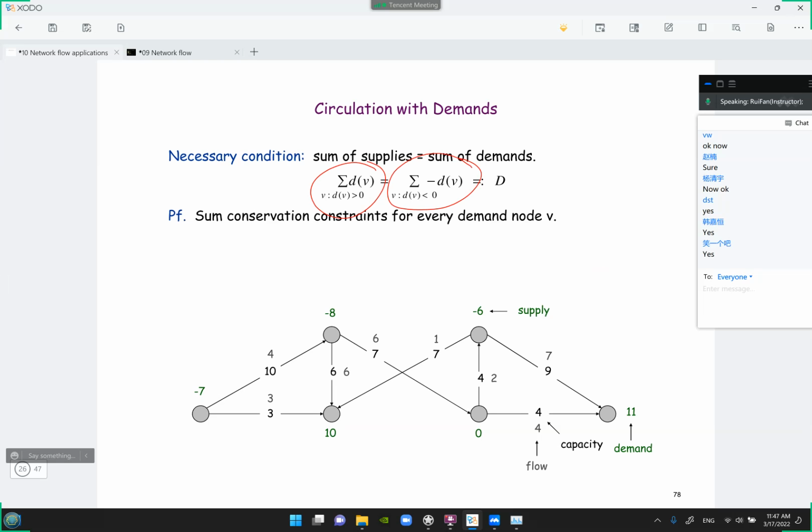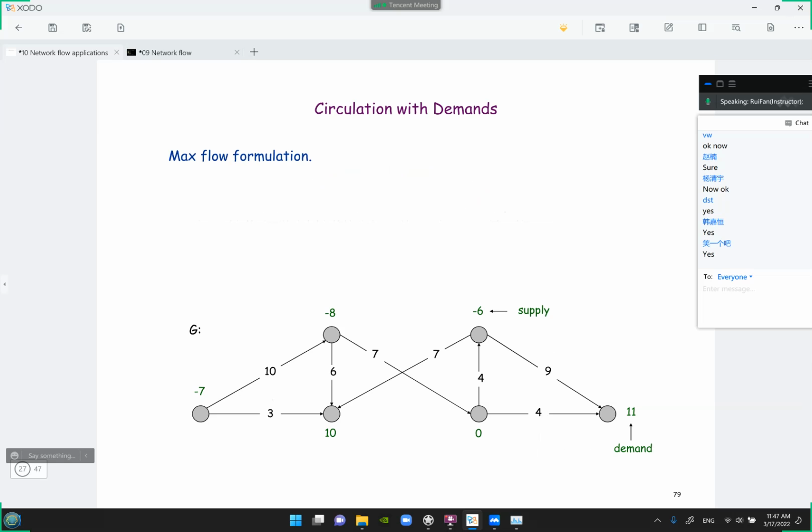And this is kind of natural because, if you think about whether I want to consume oil versus produce oil, if I want to consume a total of 1 million barrels of oil, then there has to be some nodes which produce a total of 1 million barrels of oil. So the total consumption and the total production have to match each other. This is a necessary condition.